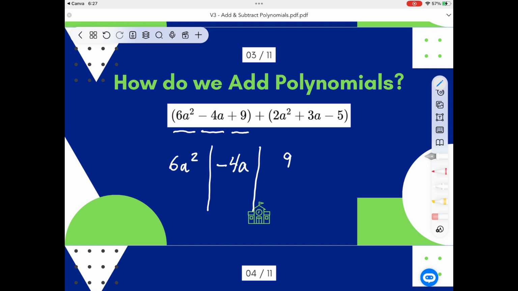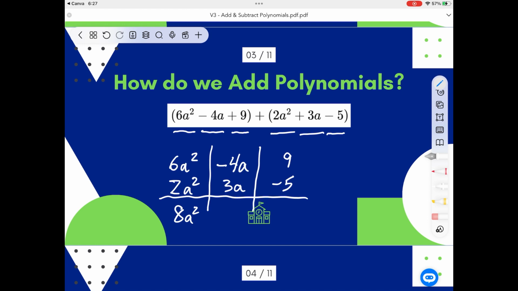Now I'm going to add the second one. 2a squared is a like term with 6a squared. 3a is a like term with negative 4a. And minus 5 or negative 5 is a like term with the constant 9. And now we combine our like terms. So 6a squared plus 2a squared makes 8a squared. I had 8 of those a squareds.